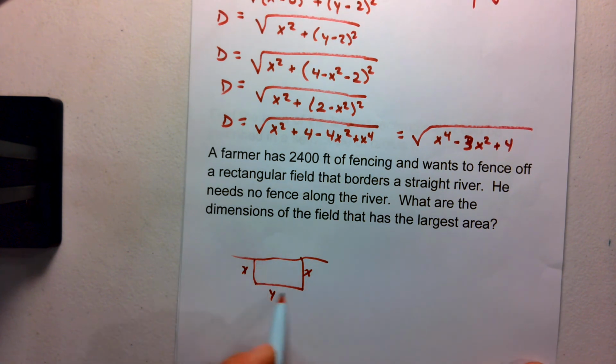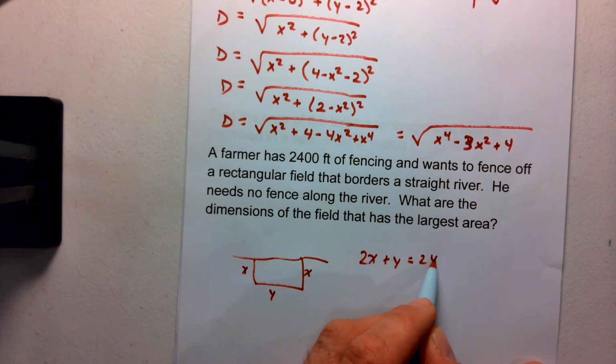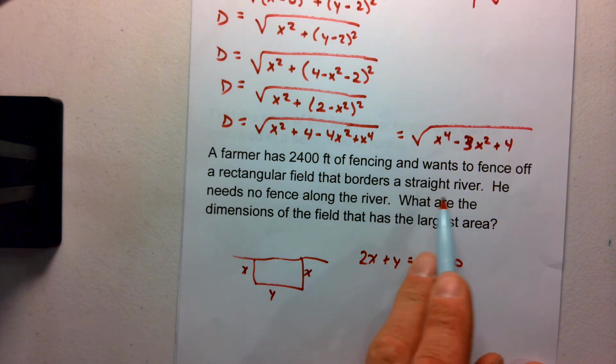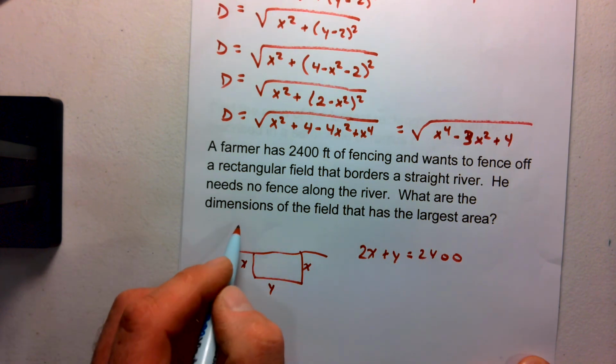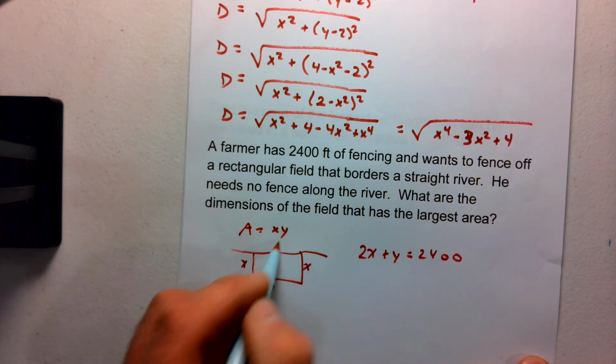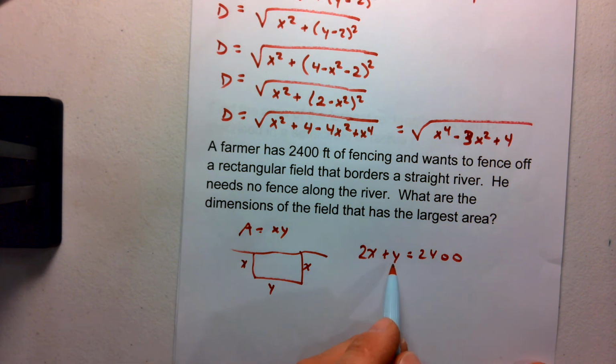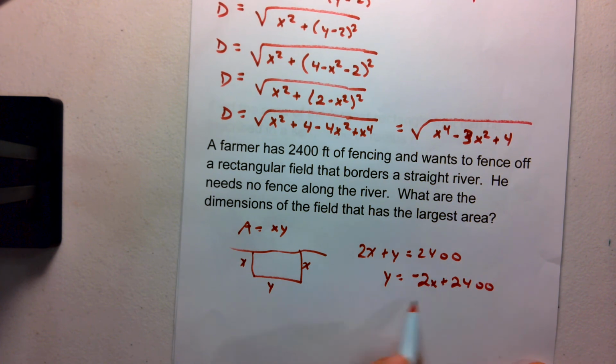So to go around the perimeter, we had 2x plus y equals 2,400. And then if we look, we want to maximize the area. Our area in this case is going to be xy. So if I want to get this into one variable, I have y equals negative 2x plus 2400. I can take that information and plug it in for my y into my area.